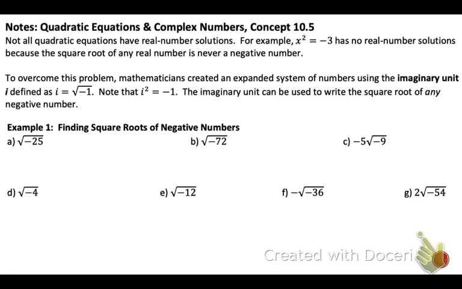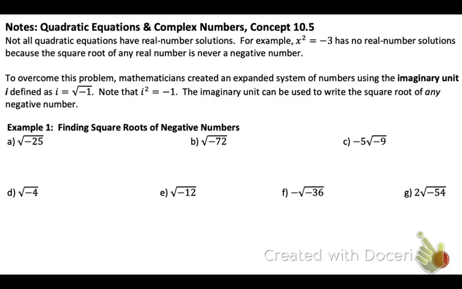When you graph these quadratic equations, the parabolas either float upward in the upper two quadrants or downward in the lower two quadrants. The parabolas will never cross the x-axis, will never have real solutions. But they do have complex or imaginary solutions.